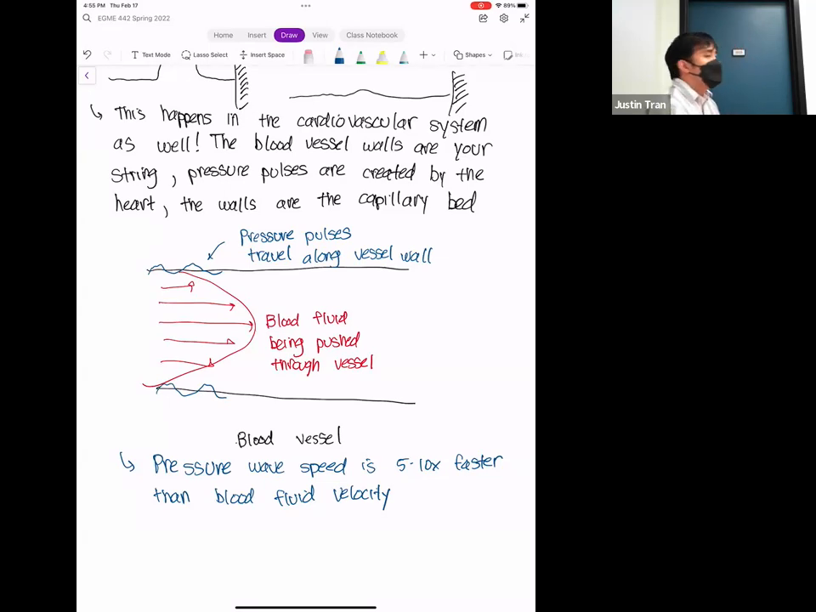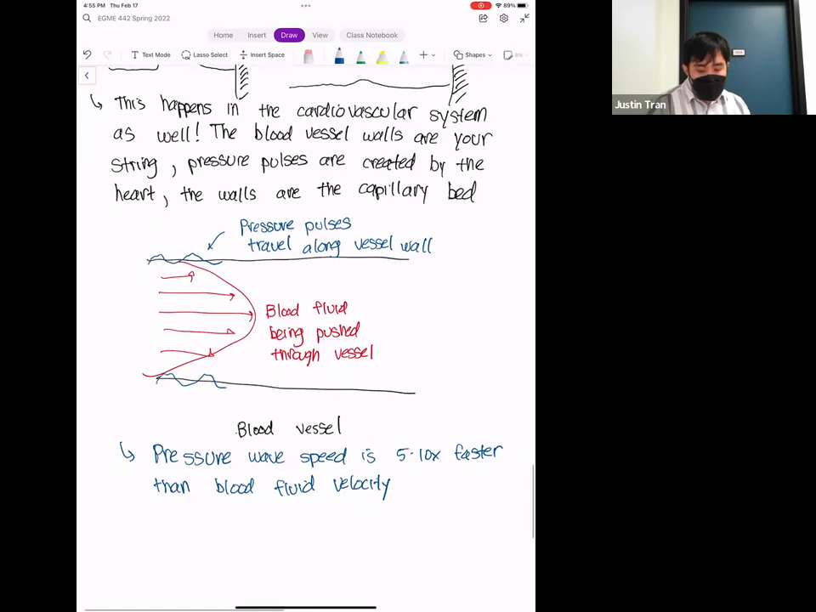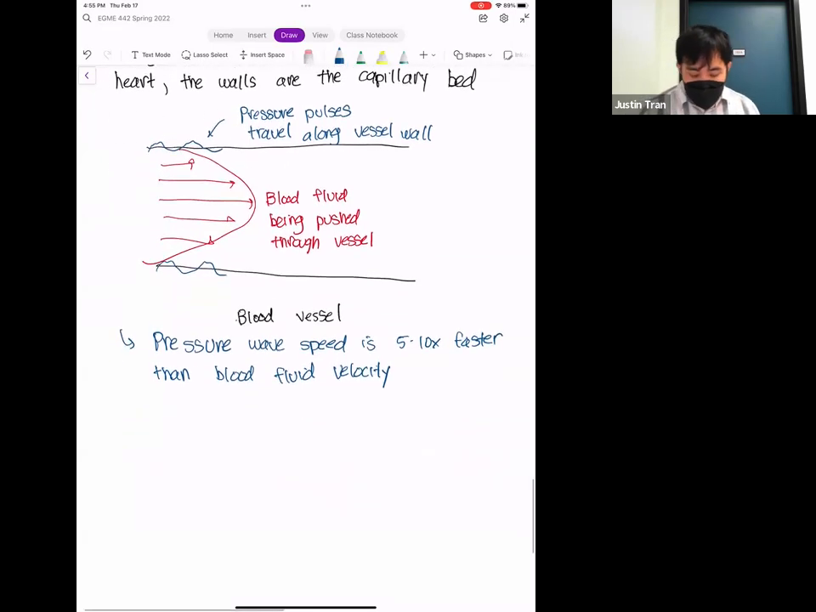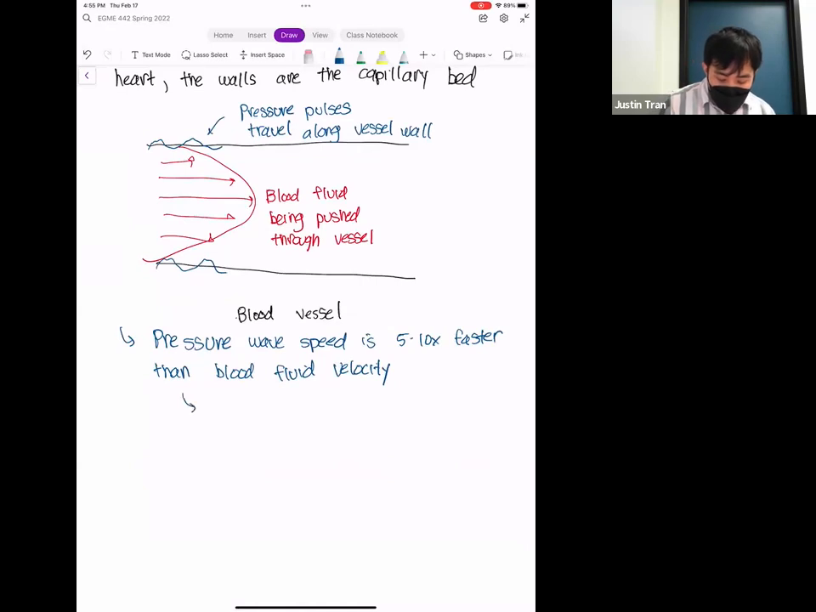Good questions, guys. Any other questions on this? Okay. The speed at which these pressure waves travel, we call the wave propagation speed.